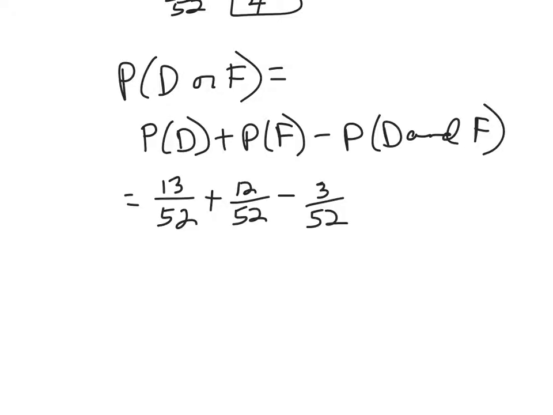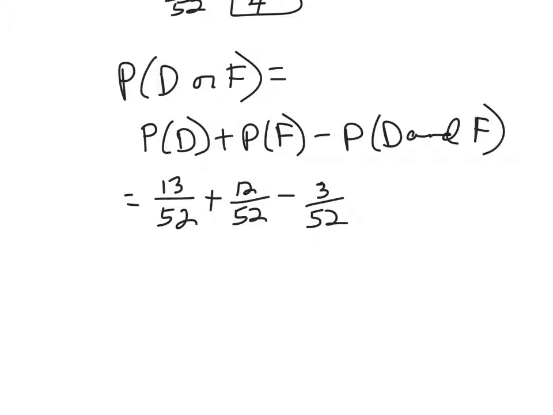So we would set up this OR formula in the following fashion. Probability of diamond plus probability of face card minus the probability of diamond and face card. There are 13 diamonds out of 52 cards, plus there are 12 face cards, the jack, queen, and king, in each of the 4 suits. So 3 times 4 is 12. Minus, and the Jack, Queen, and King of diamonds are all both diamond and face cards. So there's 3 of those out of 52.